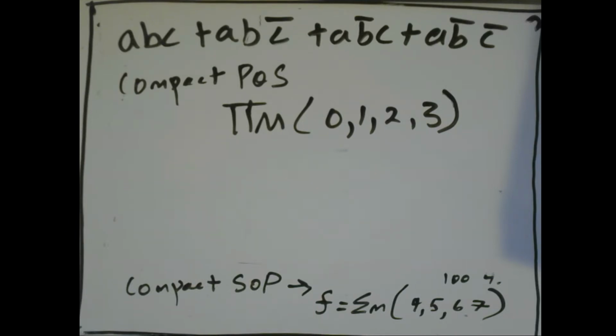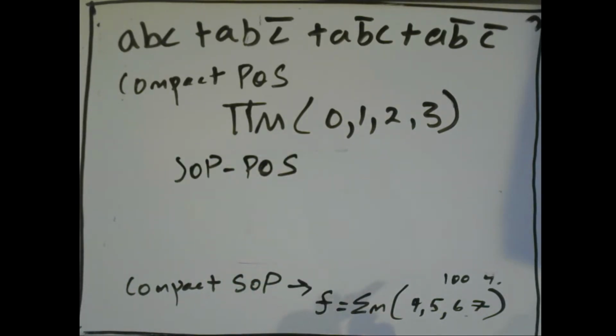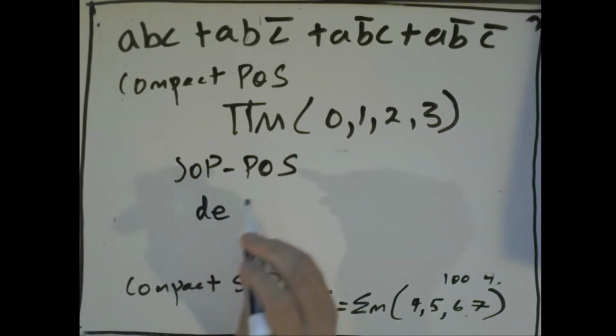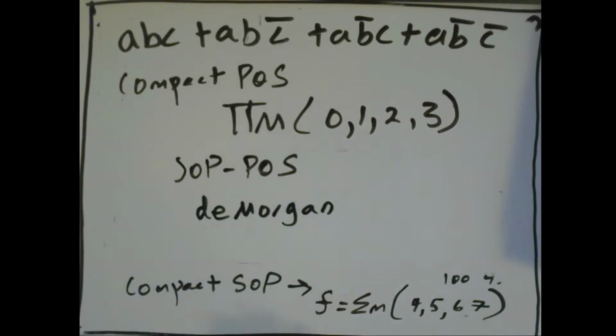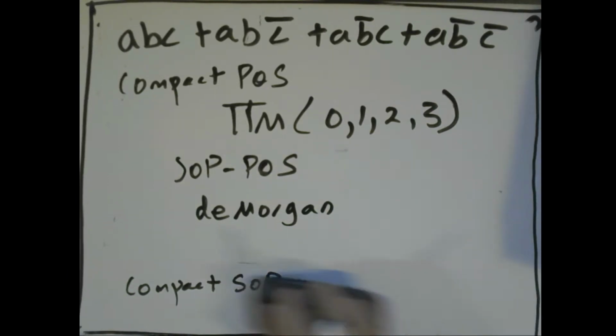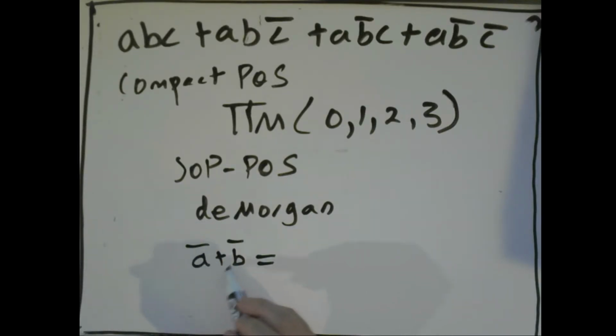So let's finally do a conversion from SOP to POS. And what we're going to use to do this is De Morgan's law. So what De Morgan's law says is, if I have something like this and I want to write an equivalent statement, I can combine the lines on these terms and change the sign in between them. Combine the line and change the sign.